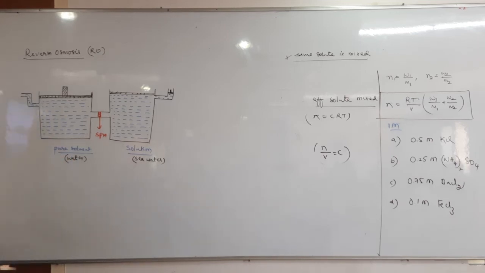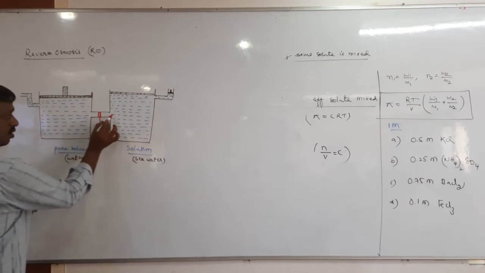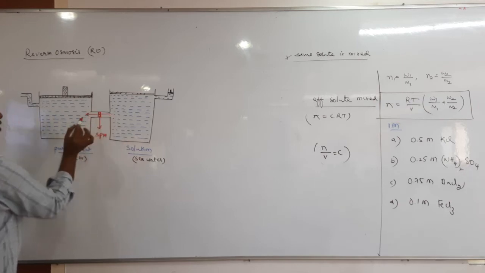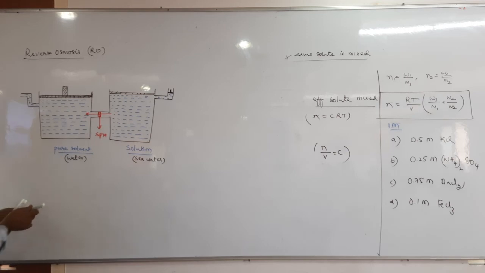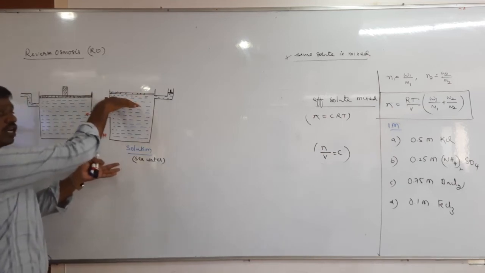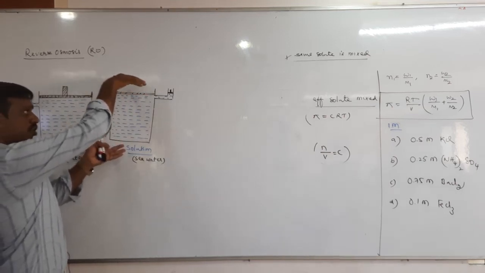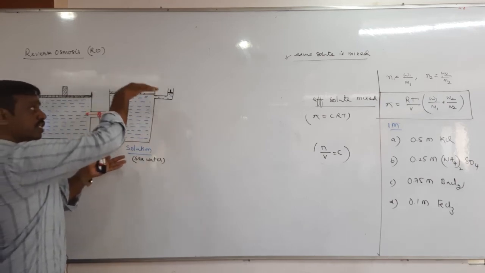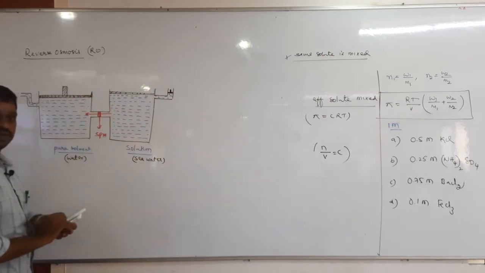Therefore, in this case, there is a flow of the solvent molecules from where to where? The flow of solvent molecules from the solution compartment to the solvent compartment through the semi-permeable membrane. But the condition is what? By applying pressure. By applying the pressure where? On the solution compartment, which must be greater than the osmotic pressure.